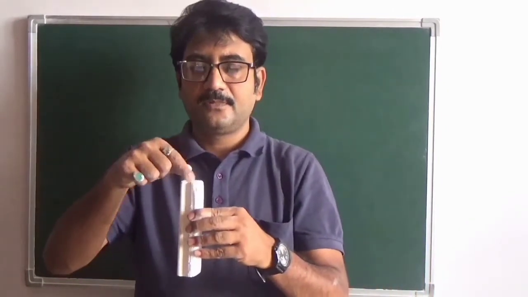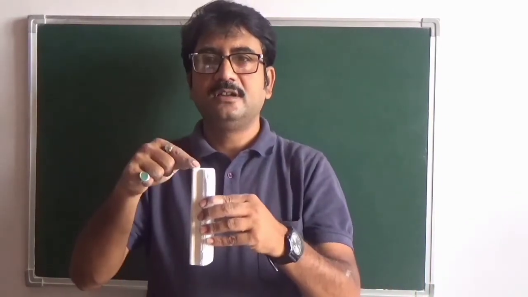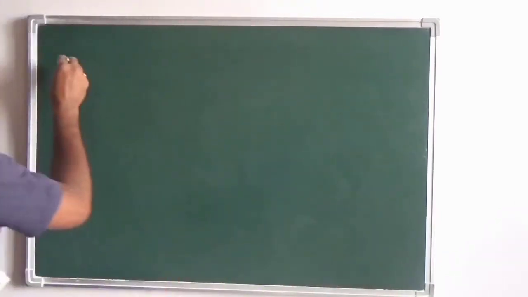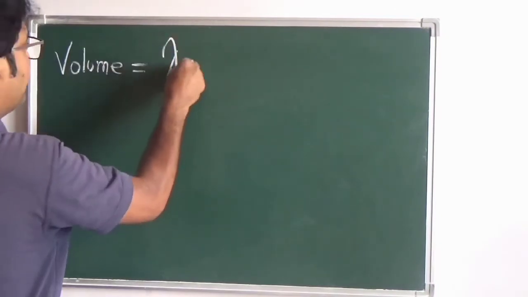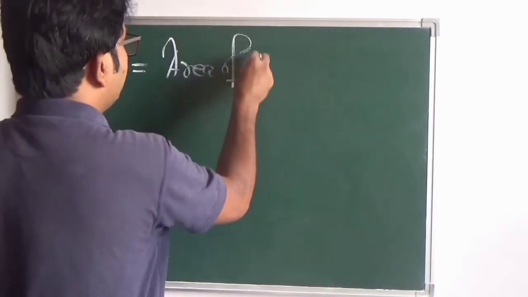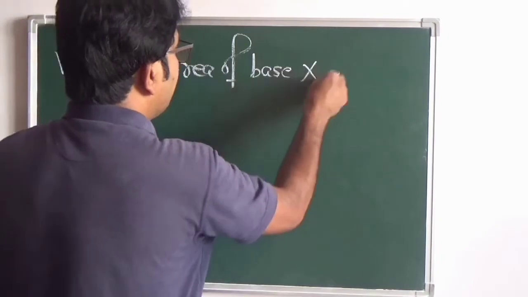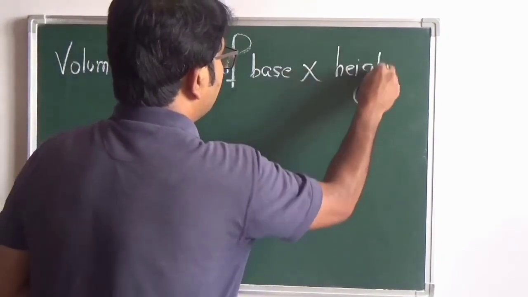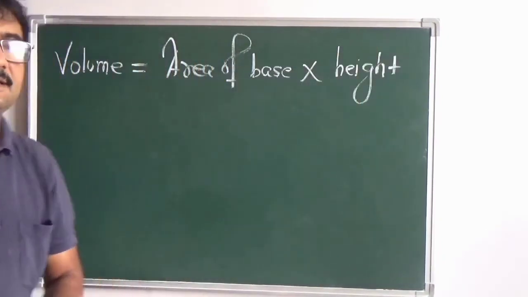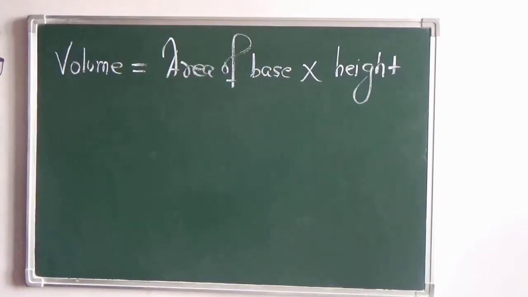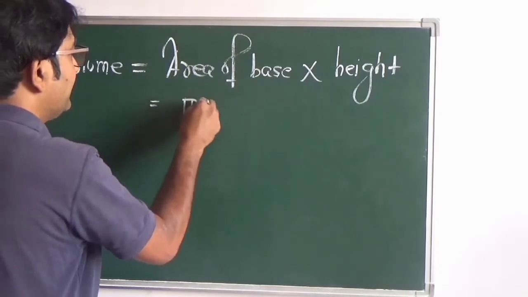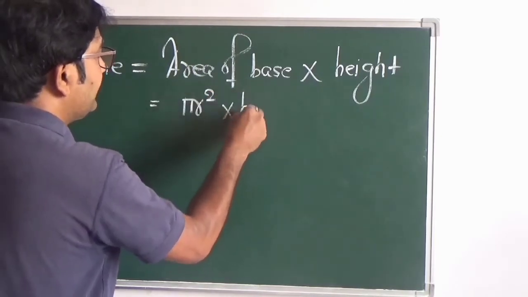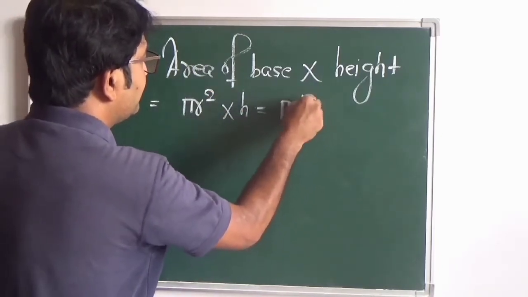Now for any cylinder with base radius r and height h, the volume is given by the area of the base multiplied by the height. So the volume of this cylinder is given by the area of the base, which is pi r square, into height. So it is pi r square h.